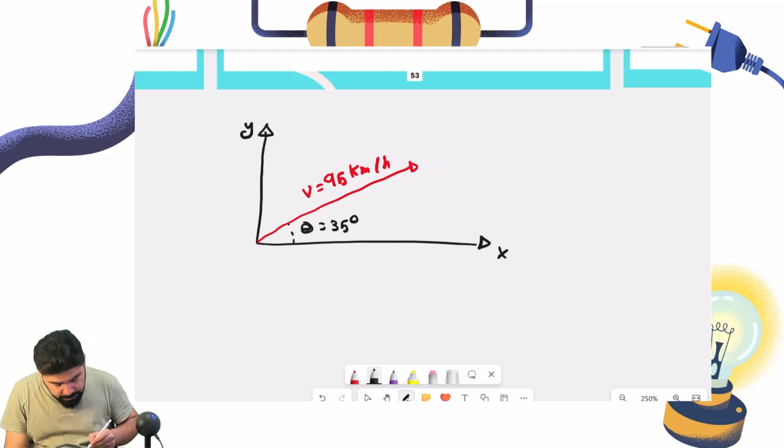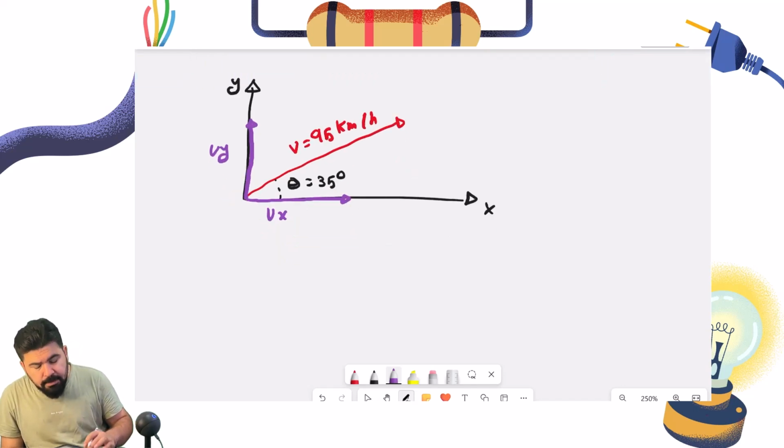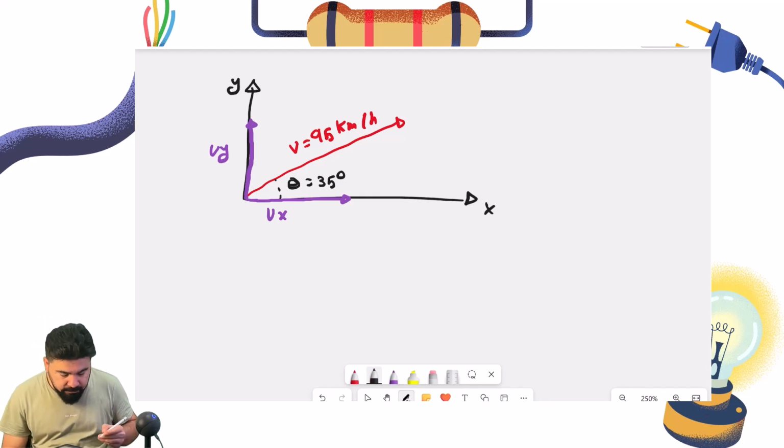Now, like I told you, analyze this into two vectors. This is y, and this is x. So this is going to be vx, this is vy. It's really important that you know the angle is made with which component, with x or y. Okay, let's solve this now.